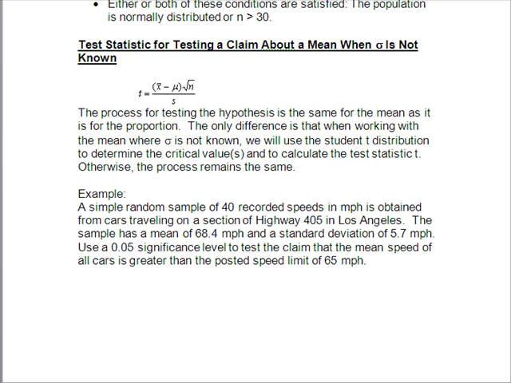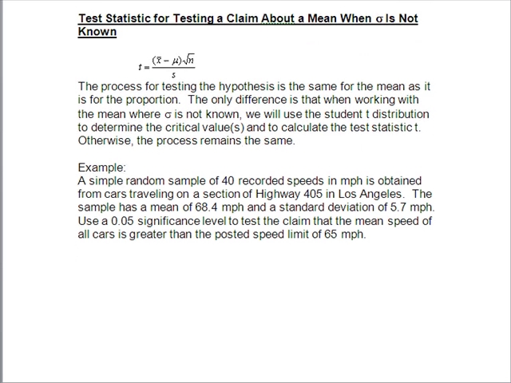So our process for testing the hypothesis is the same for the mean as it was for the proportion. The only difference is that when we work with the mean where sigma is not known, we will use the student t-distribution to determine the critical values and to calculate the test statistic t. Otherwise, the process remains the same. Okay, let's keep that formula showing.